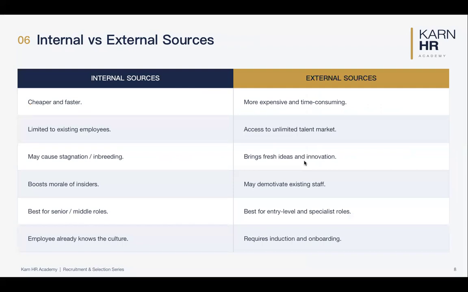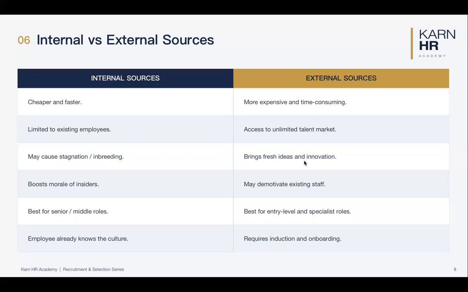Now, there is this comparison between the internal versus external sources. We can see here that internal sources are cheaper and faster, whereas external sources are more expensive and time consuming. Internal sources have a limitation to existing employees. You can only look to existing employees for recruitment, but external sources give an unlimited talent market, because you can visit other university colleges, advertise in newspapers and magazines, and post jobs on social networking sites. So there is access to an unlimited talent market.